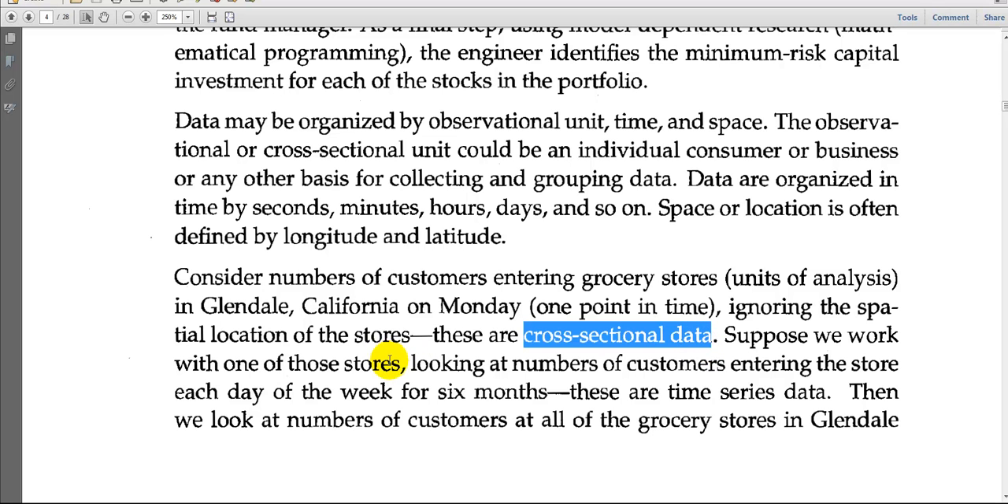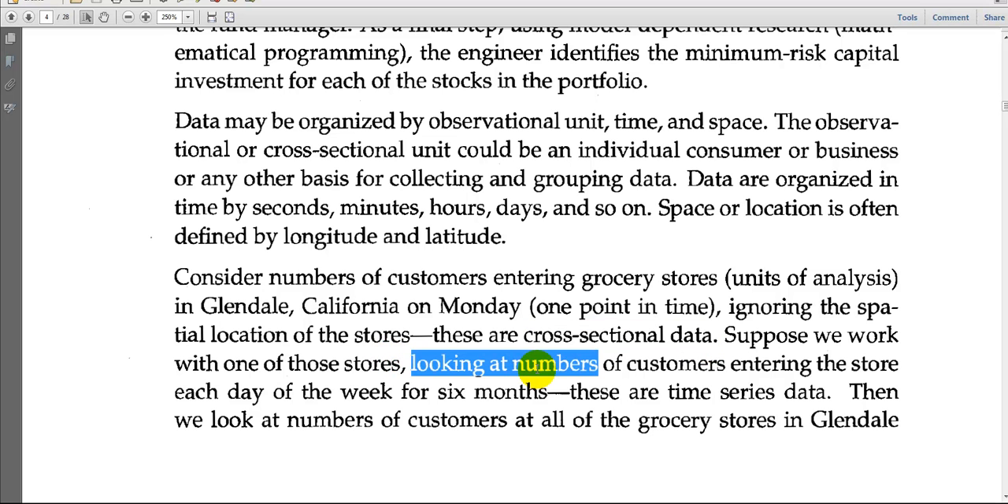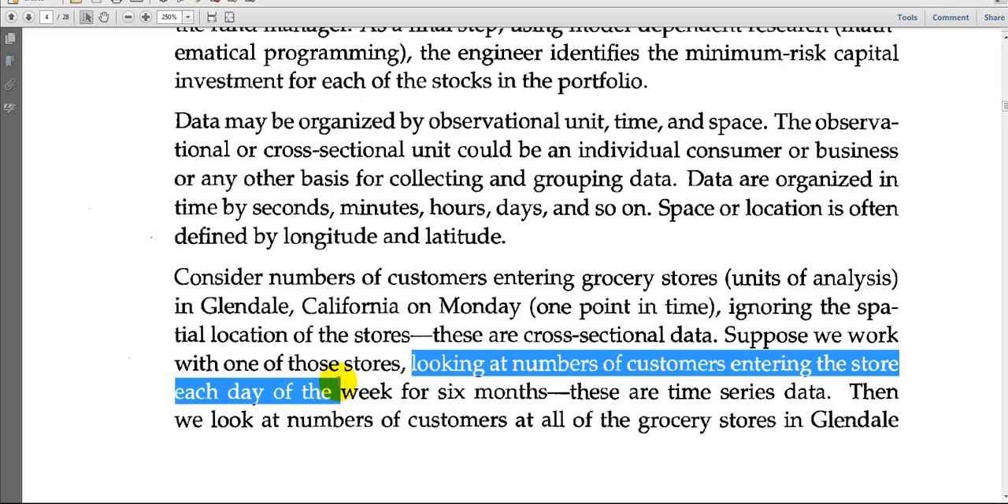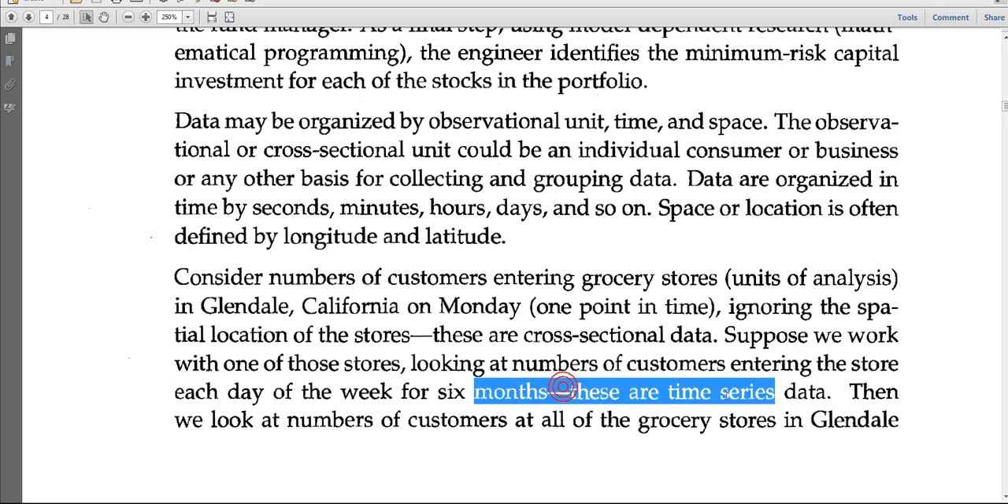Suppose we work with one of those stores, looking at numbers of customers entering the store each day of the week for 6 months. This is called time series data. So if you're looking at data over time, we want to say how many customers entered today, tomorrow, the next day, and so on. That's what's called time series. In other words, one of the variables in that data set is going to be time. Today, tomorrow, the next day, and so on.